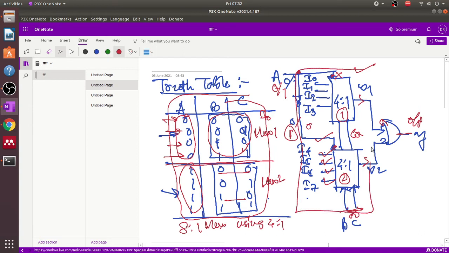So this is the equivalent block of an 8:1 multiplexer using two 4:1. Okay, so this is the method using the truth table method.